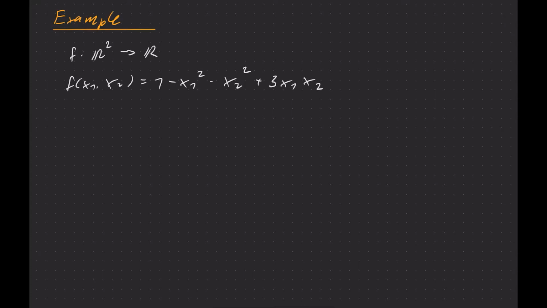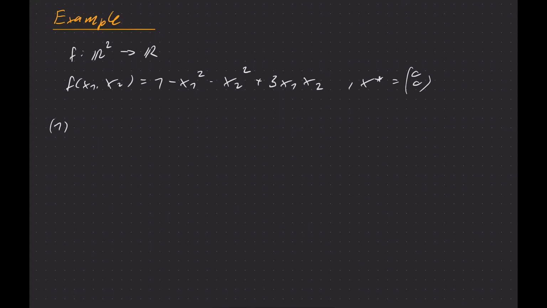So let me give you the function first. The example is a function from R squared to R, defined as f of x1, x2 equals 1 minus x1 squared minus x2 squared plus 3x1 x2. And we will be interested in the behavior at the origin, so x star will be the point 0, 0.